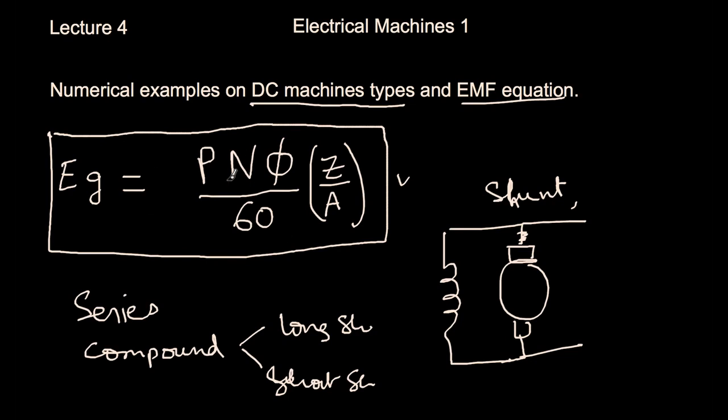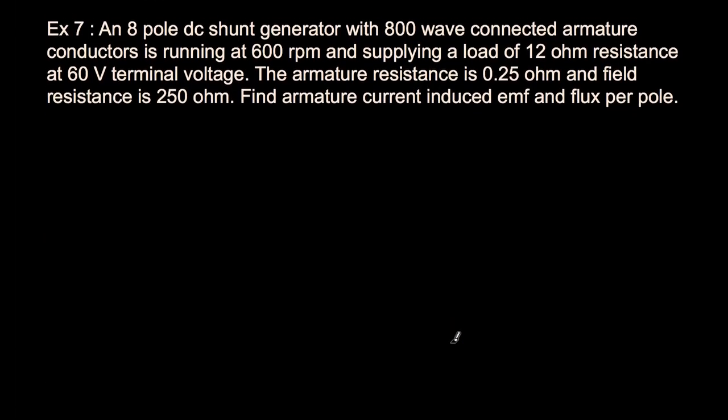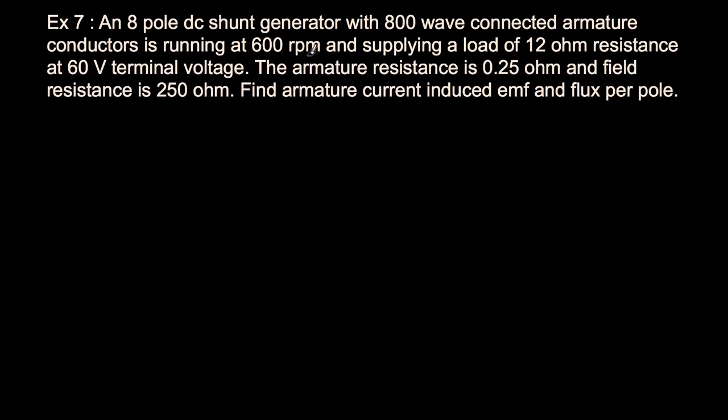Now what we'll do is we'll solve a series of problems which combine these two concepts. I might use both this circuit and the EMF equation and then try to solve some problems. So let's move forward. Here you can see an 8-pole DC shunt generator. This is example number 7, and previous examples we solved in the previous lecture. You can also attempt the solution yourself and compare it with my solution. You can pause the video now and try it. Let me also solve this problem now.